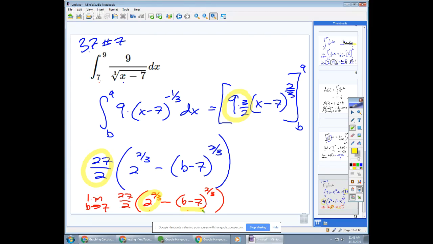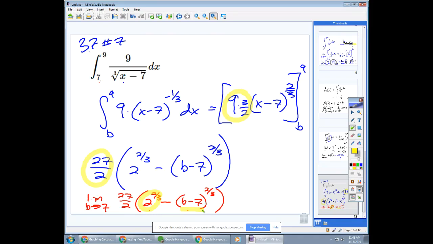But if I cheat and plug in 7 there, what's 7 minus 7? 0. Does 0 to the 2/3 exist? It's just 0. Yeah, 0 to the 2/3 is just 0. Now, if that was the negative 2/3 power, then I would have a problem because that would put the 0 in the denominator. But this is just 0 to the 2/3.